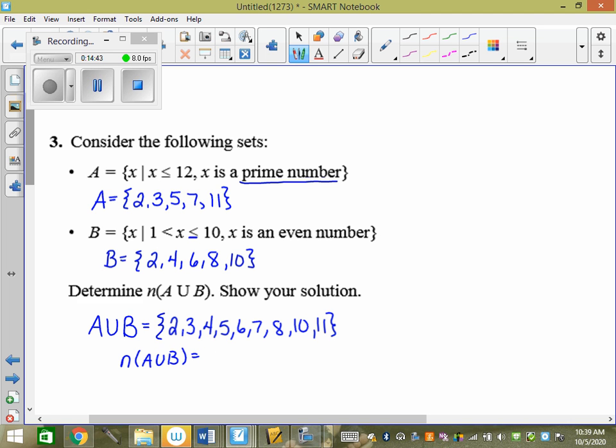equals 9. Do you see how I have the squiggly brackets around the A or B one, but not around the 9? If I put squiggly brackets around the 9, you're wrong. Because then you're saying the number of elements in A or B is the actual element 9. The moment you put the squiggly brackets, you're meaning the element is 9. Okay, which is not true.